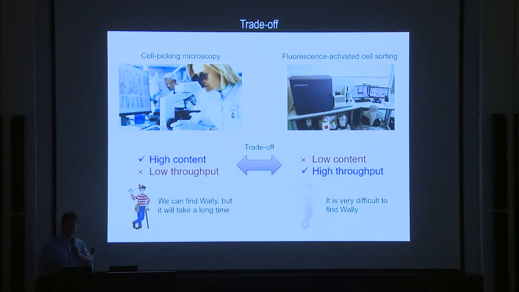So there's a trade-off between cell picking under a microscope and FACS, right? The microscope provides high content but low throughput capability. So we can find Wally, but it will take a long time. On the other hand, FACS is a low content but high throughput technology, right? It can analyze a lot of cells in a short period of time, but it's very difficult to find Wally because everyone looks the same.